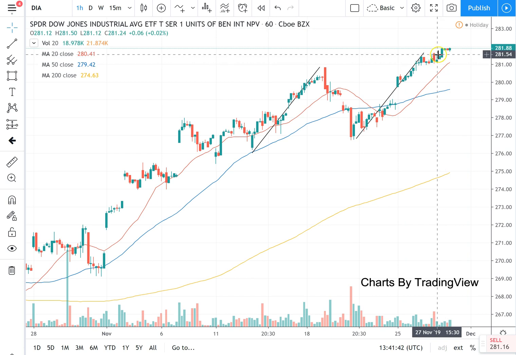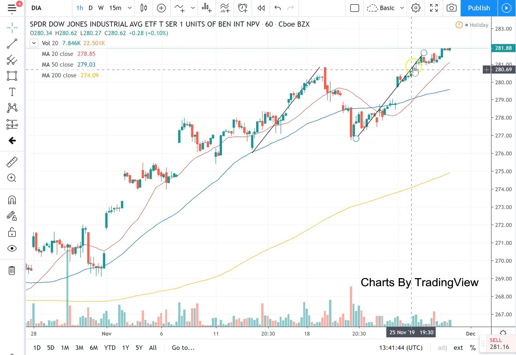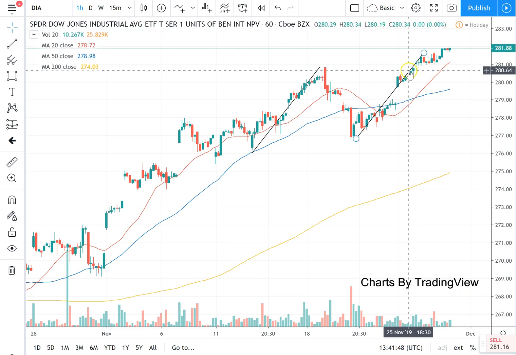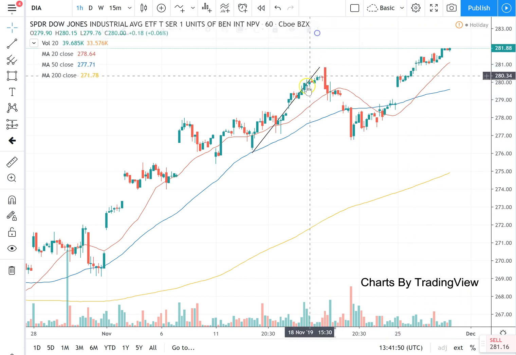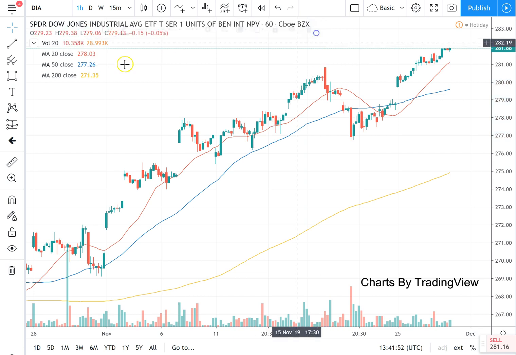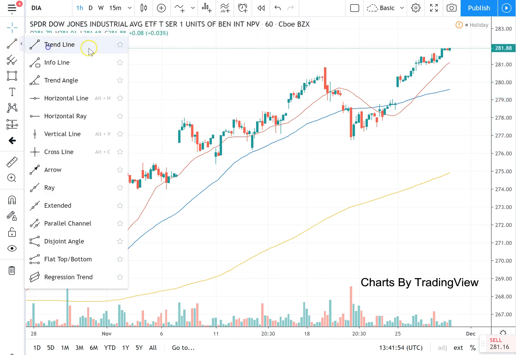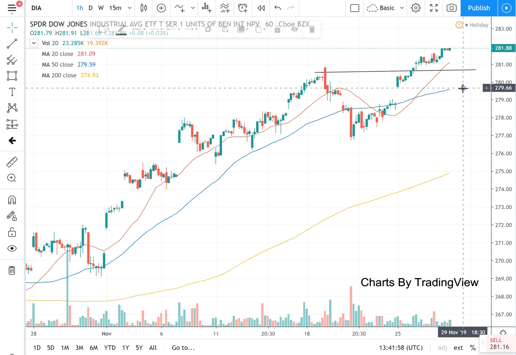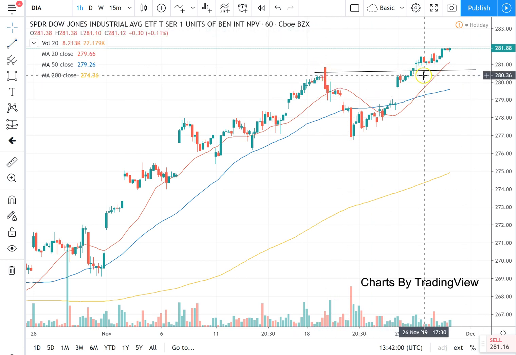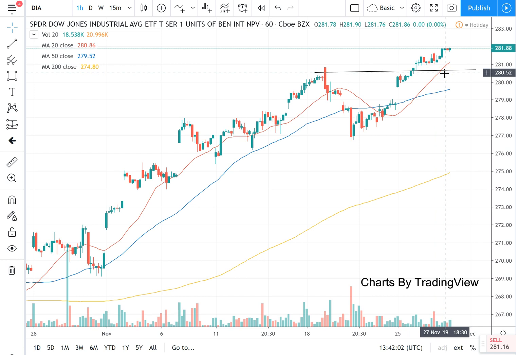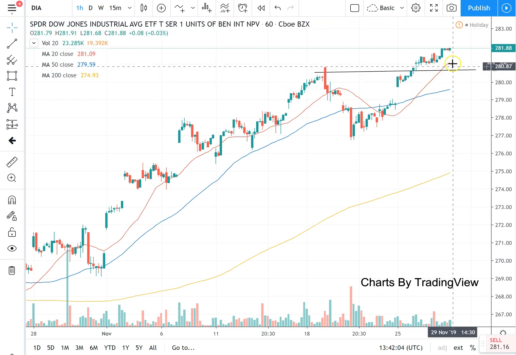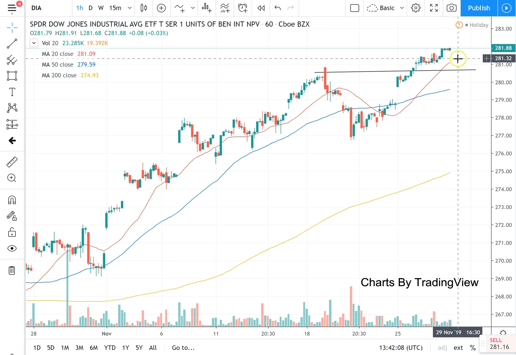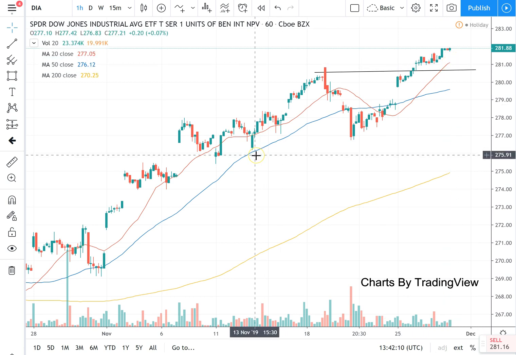And yes, actually it has already met its measured move target. Anything above that is bonus. And the support area for you to watch right now for the DIA is this area, the previous high here. So as long as it stays above this area, then we continue to remain bullish. And as long as it stays above this 60-minute 20 MA, we continue to remain bullish on the DIA as well.